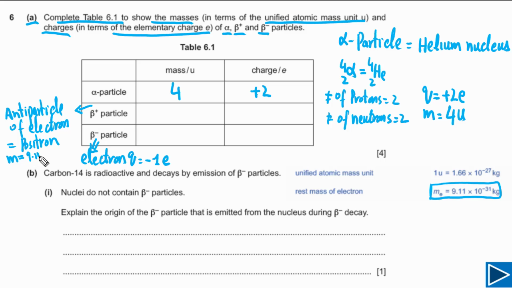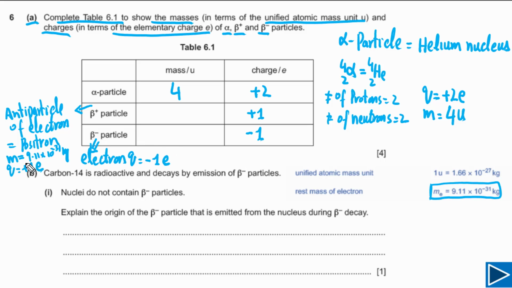So this is 9.11 times 10 to the negative 31 kg. But this is an antiparticle, so the charge on this one is opposite to electron. So it has plus 1e charge, meaning it has the opposite charge. This is what we need to understand about beta plus and beta minus particle. For example, the charge on beta plus is simply plus 1e and the charge on electron is minus 1. So simply we can write down here.